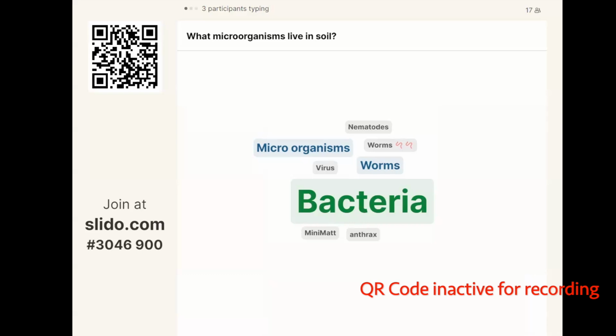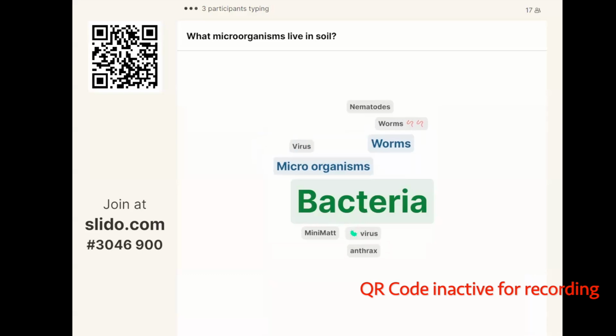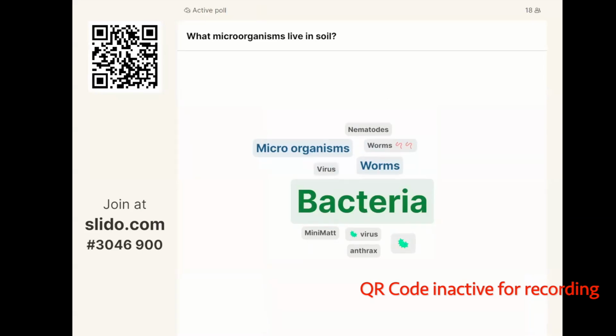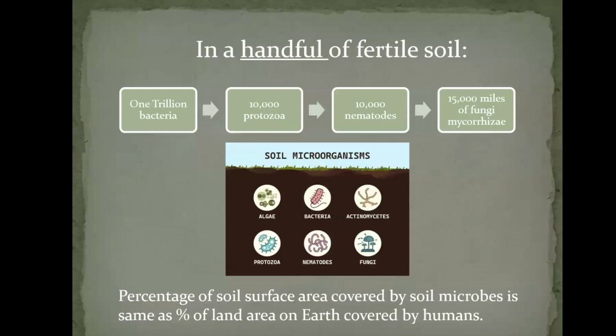That's pretty nice. Yeah, microorganisms, viruses. Yeah, so like the anthrax, we can have different viruses, bacterias, nematodes. Yep, a little virus symbol there. So yeah, you're right. There's lots of different microorganisms out there.